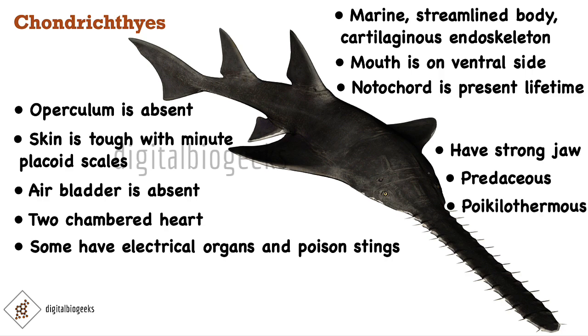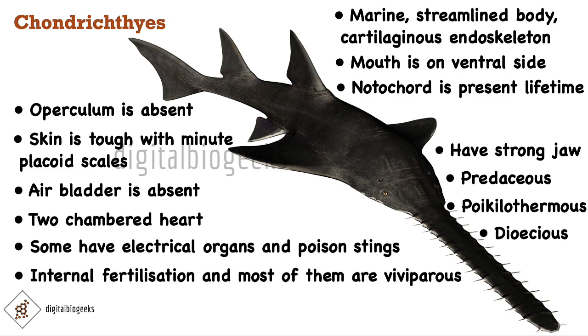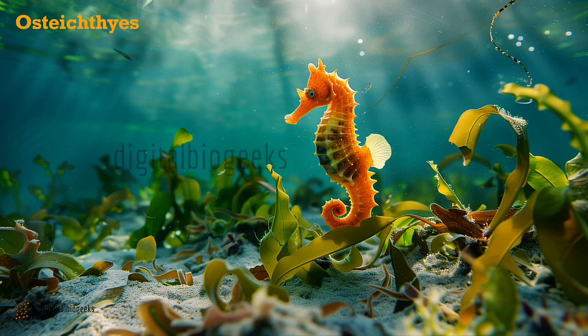They are poikilothermous animals. A creature whose internal temperature changes greatly with changes in the external environment is called poikilothermous. They cannot regulate their body temperature. Their body temperature will be similar to the temperature outside. They are also known as cold-blooded animals. The sexes are separate. In males, the claspers are present in the pelvic fin. They have internal fertilization and most of them are viviparous.